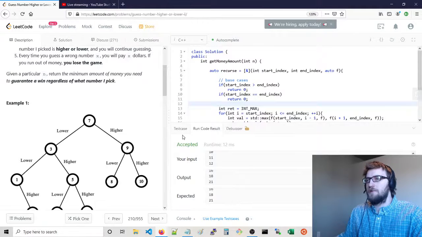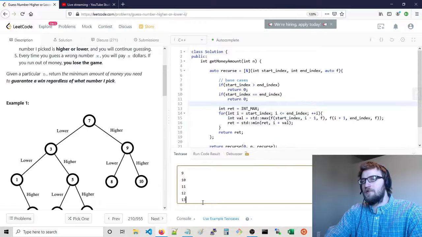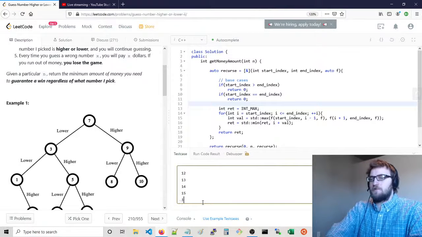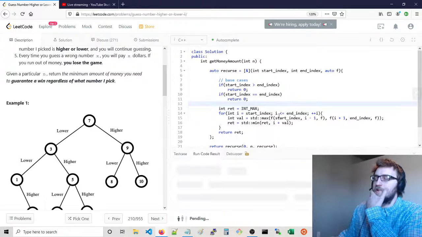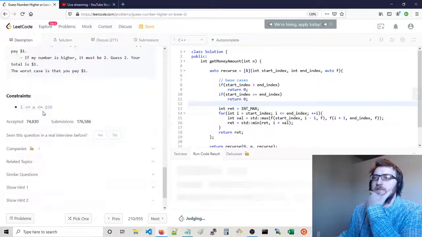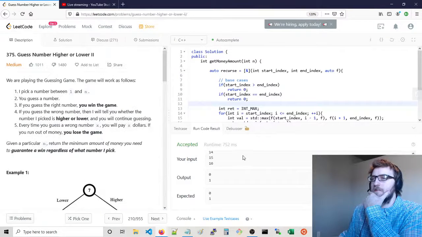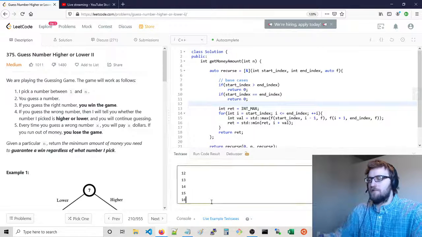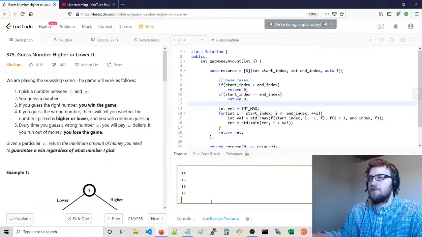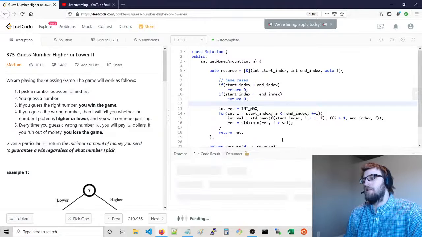Alright, pretty good on 12. It's kind of like a brute force solution. I don't even know what the runtime is. It doesn't really matter. If n is only 200, you can make this pretty inefficient. It looks like it's correct though, which is good. It's kind of what I was hoping for.